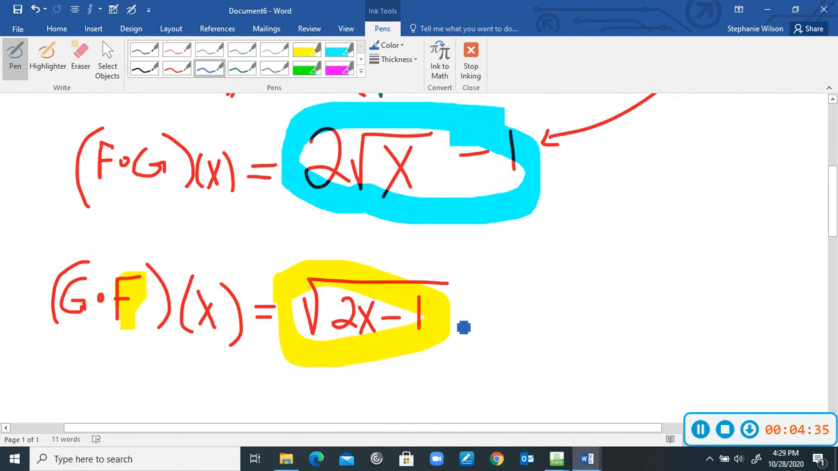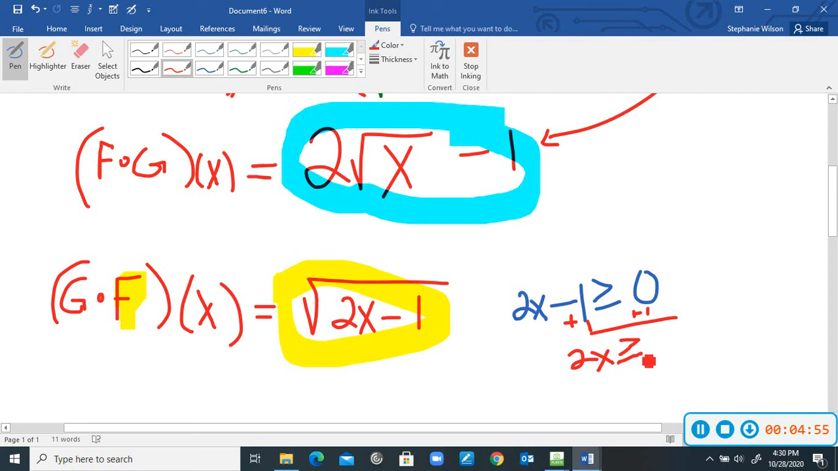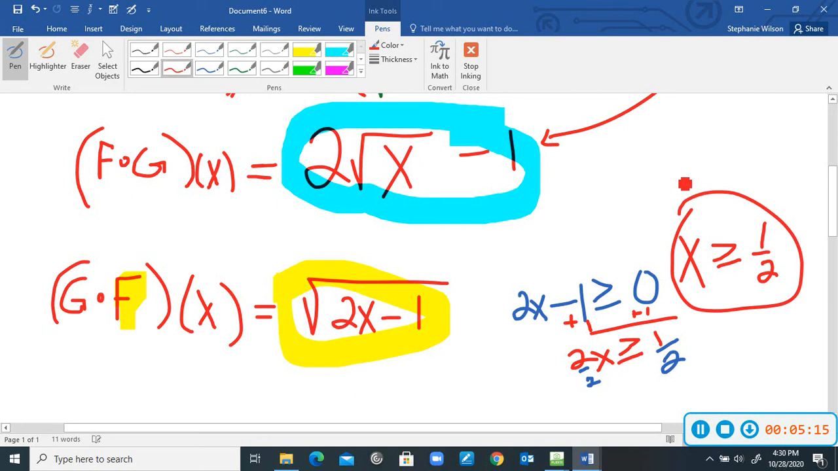So let's compare it to what we got. Well, we got an even root, so that means I need to take what's inside the even root, set it greater than or equal to 0, and solve. And when I do that, I notice that I got to add the 1 to both sides. So now I have 2x greater than or equal to 1, and now I divide by that 2. And now I have a different type of domain. I have x is greater than or equal to a half. And this is my g of f function, right? This is its domain of the g of f.